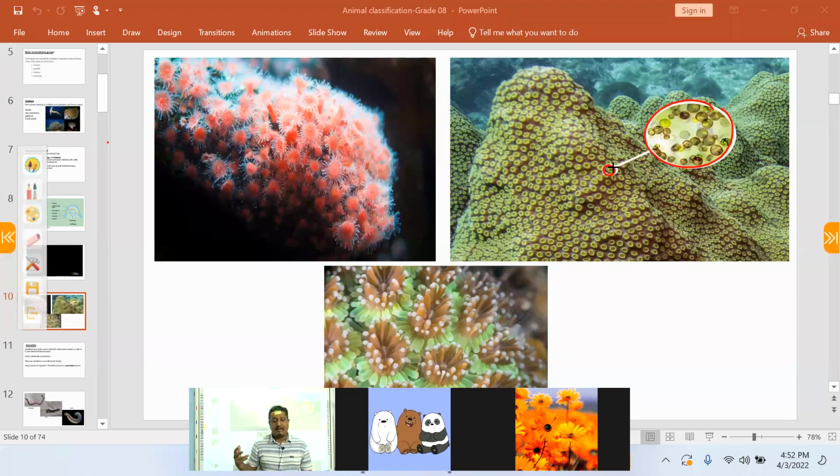Have you seen coral reefs in Unawatuna? Have you gone there by boats? Under the boat there is a glass mirror. Then you can see the coral reefs through it. Have you seen? No.